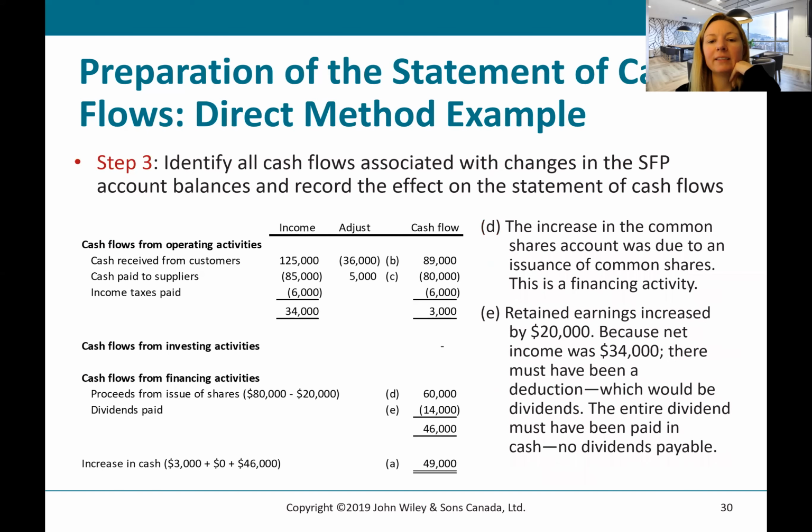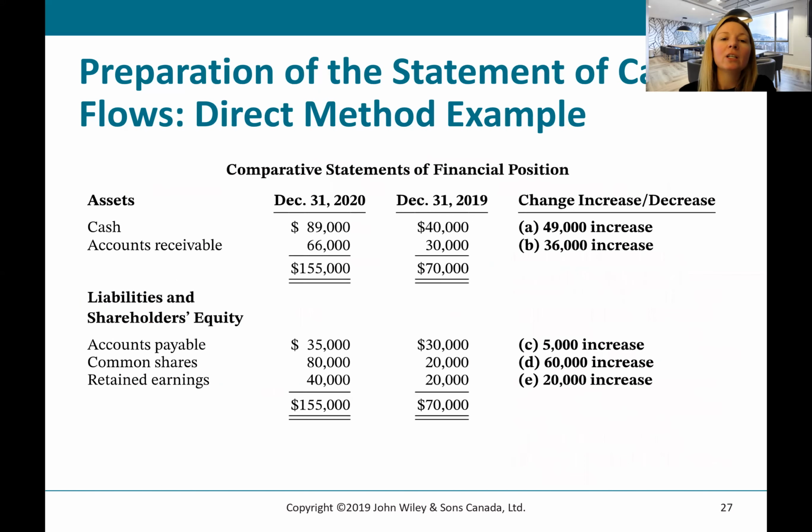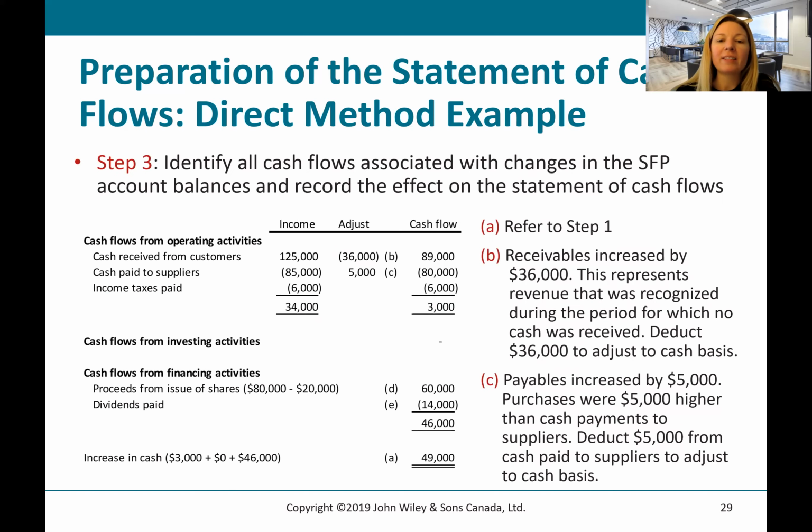Now, does the 49,000 reconcile back to how much cash actually changed on the statement of financial position? Let's take a look. Look at that top line there. Cash changed by a $49,000 increase. So we did get the right answer. That's how we know, because that subtotal of our cash flow statement was 49, and that needs to be the exact change in cash on our statement of financial position.